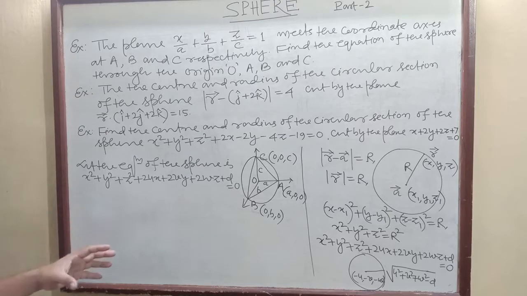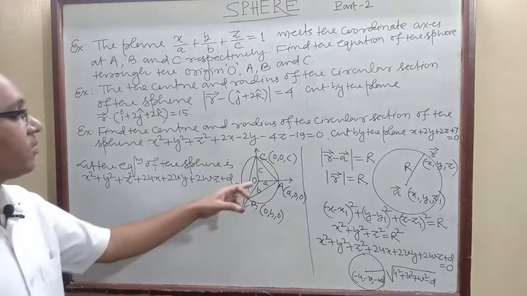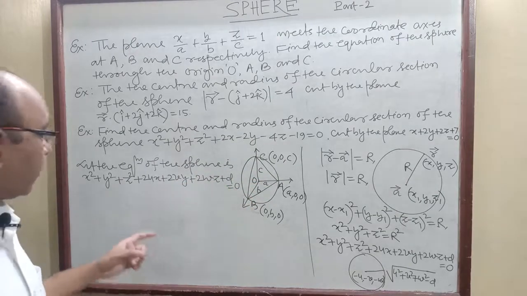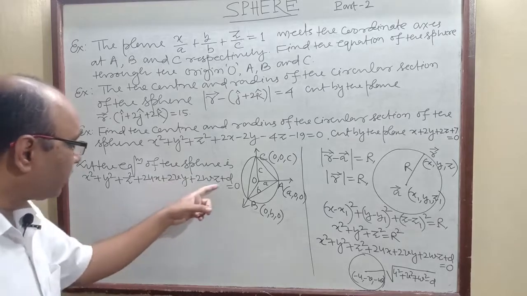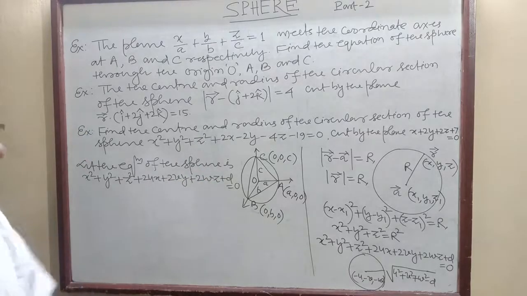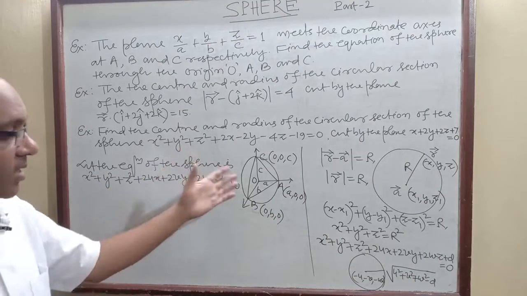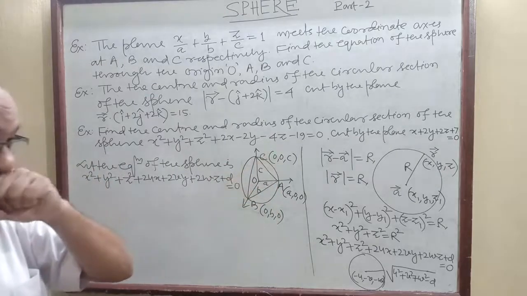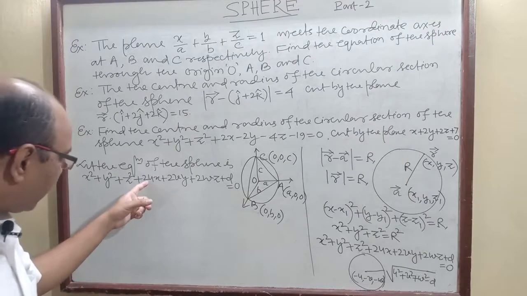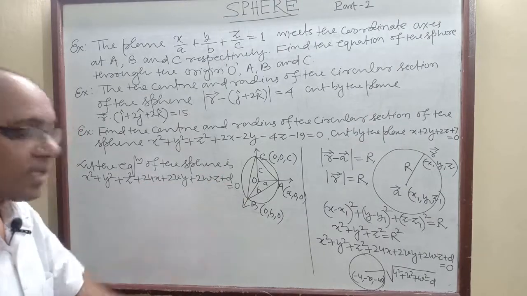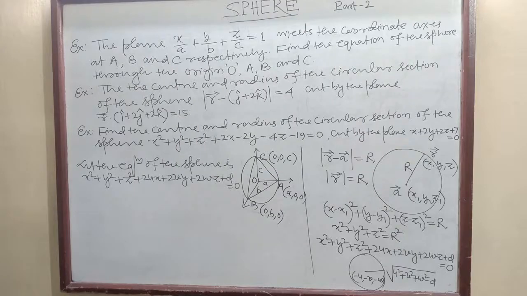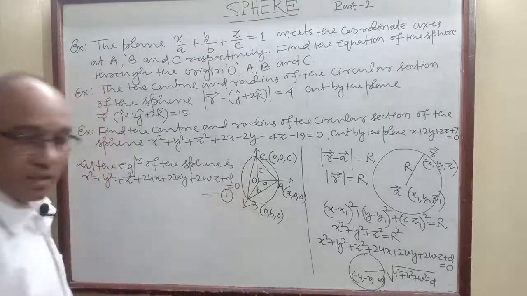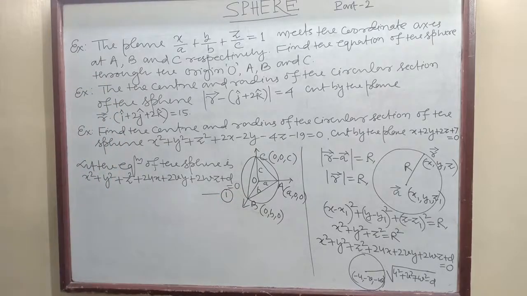Our sphere, whose equation is required, passes through the points O, A, B, C. For that, what will be the values of u, v, w, d? That we have to calculate. This is the general equation, but our sphere passes through the origin, (a, 0, 0), (0, b, 0) and (0, 0, c). Then by substituting the values here in equation 1, we can get the equation of the sphere.